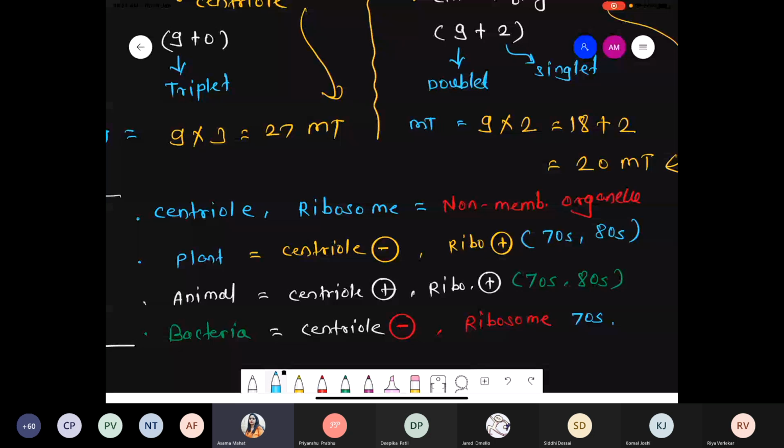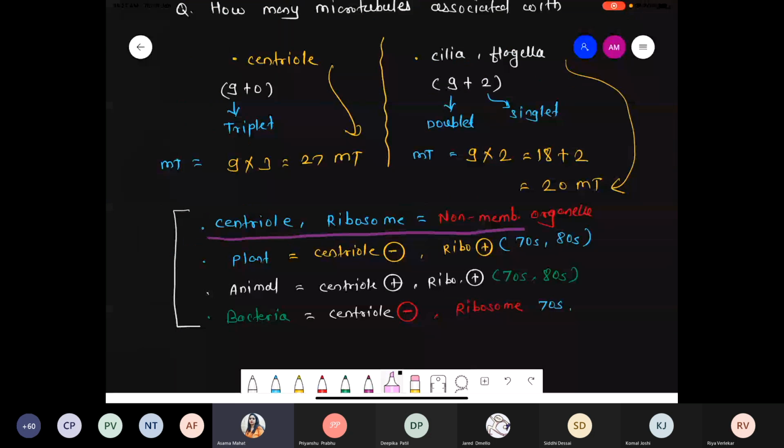So this is some basic extra information about the centriole as well as the ribosome, a membrane-less organelle, in plants, animals and bacteria. That means presence and absence: the ribosome is present in all, but the centriole is absent in bacteria, as well as in higher plants. Got it? Yeah. Clear this point? Clear?